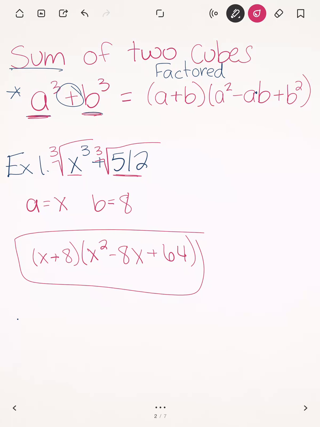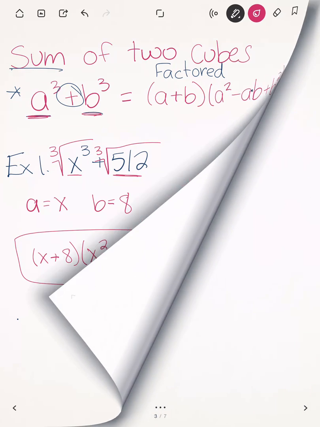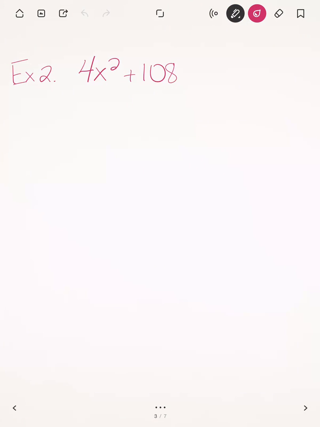Let's do another example of a sum of two cubes. Looking at example 2, now I have 4x, and that should be to the 4th power.